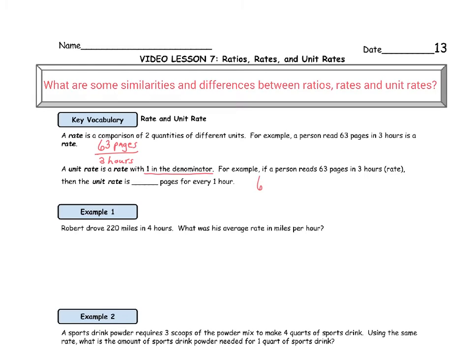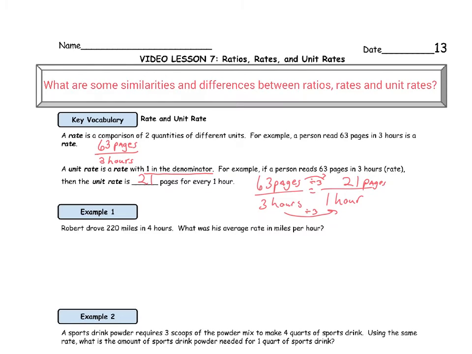Let's take a look. We know that 63 pages all over 3 hours is our rate. That's the speed at which they read for 3 hours. We need to figure out how many pages this person reads in 1 hour. So if I do 3 divided by 3, I end up getting 1. 63 divided by 3, I end up getting 21. That means this has a unit rate of 21 pages for every 1 hour.